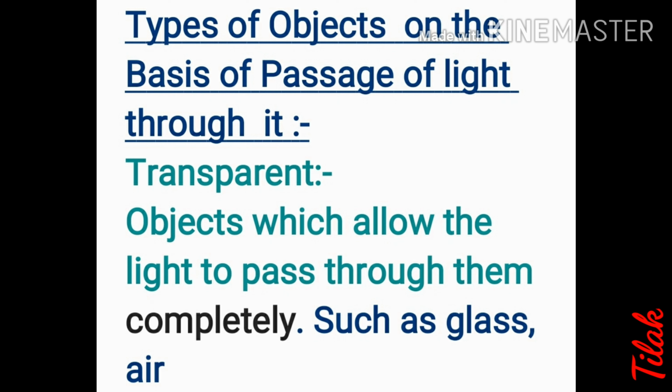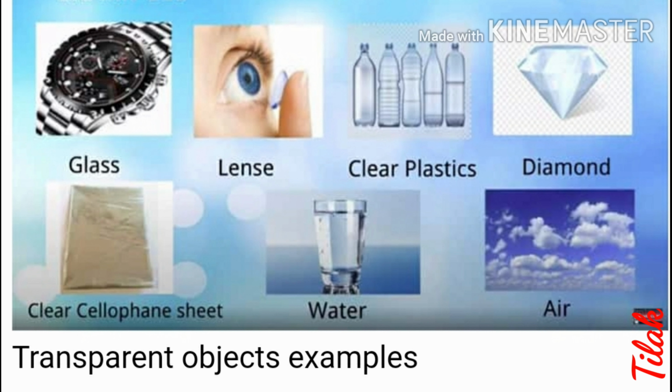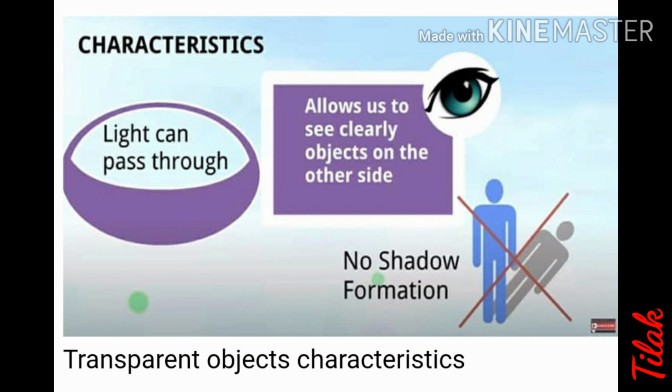So, depending upon the passage of light, you remember how we classified the object? Yes, as transparent. These are the objects which allow the light to pass through them completely. Here you can see glass, lens, clear plastic, diamond, water, air, all these are transparent objects. So the characteristics of transparent objects are: light can pass through them. They allow us to see clearly through to the other side of them, and no shadow is formed.